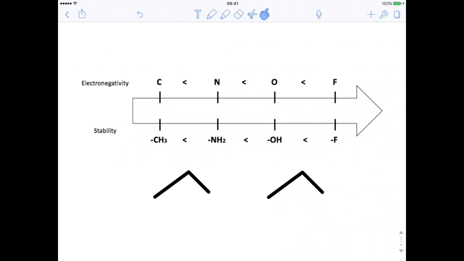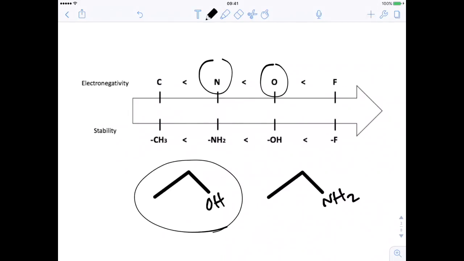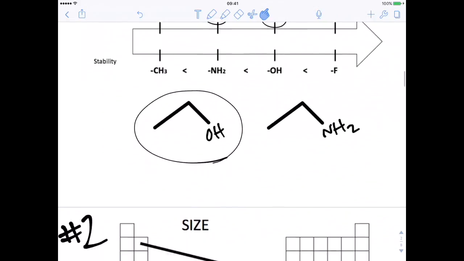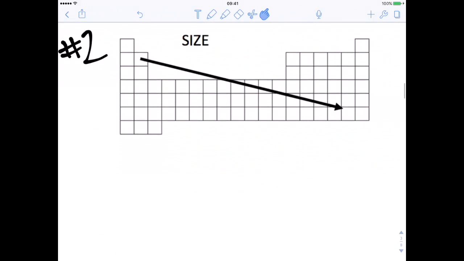One example can be seen through comparing an amine and a carboxylic acid. So we have an OH group attached here, and an NH2 group attached here. Since oxygen is more electronegative than nitrogen, we know that the carboxylic acid will be the more acidic compound.